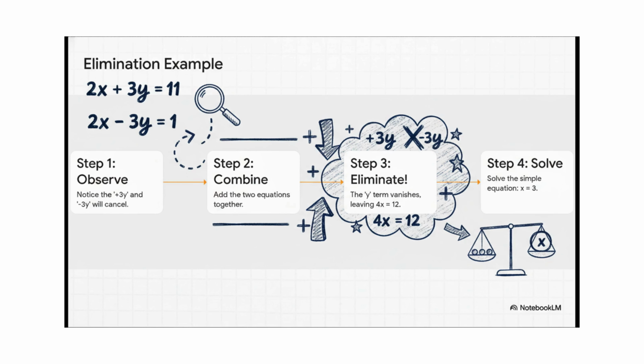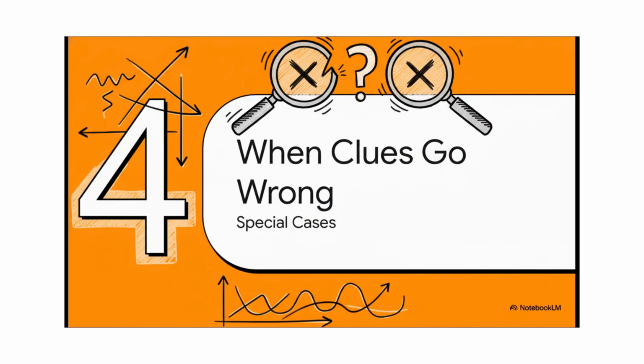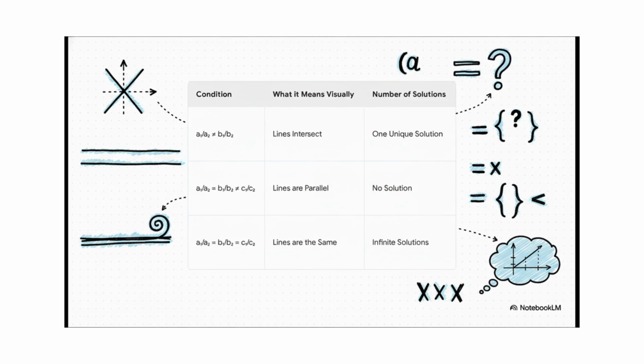How easy was that? So we've been finding solutions left and right. It's been great. But what happens when the clues are just bad? What if they contradict each other? Or what if one clue is just the other clue in disguise? These are what we call special cases. So how can you tell what's going to happen without even drawing a graph? Well, there's a neat little trick for that.